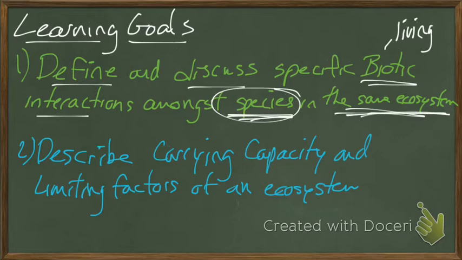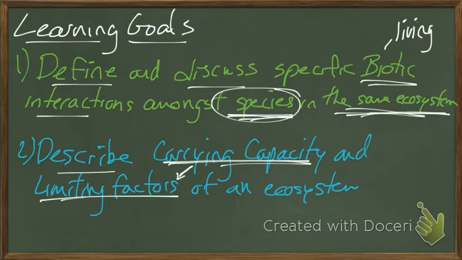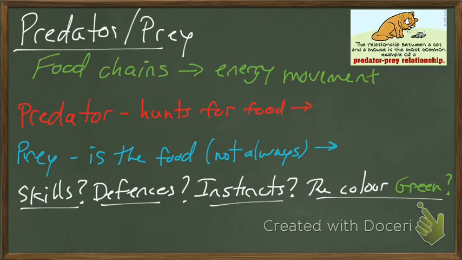Our second learning goal is to describe carrying capacity, a very important term, you've probably heard it before, and limiting factors. These two coincide. One doesn't really work without the other. In fact, carrying capacity is often based off of the limiting factors in an ecosystem, so we're going to describe both of those. We're going to start with predator and prey interactions.